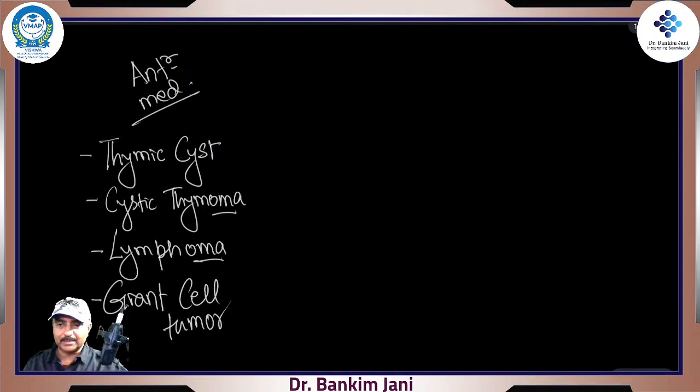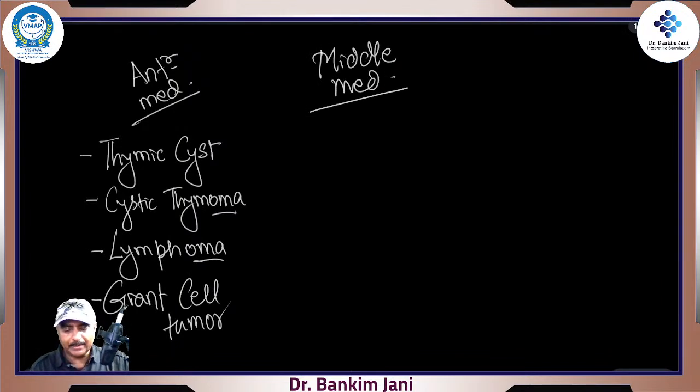If at any point of this level you can diagnose these things, you are superb. What about the middle mediastinum? What can really occur? Now you know that in the middle mediastinum, the esophagus is present, the pericardium is present, the vascular structures, all those great vessels, are present, and the thoracic duct is present. So what could it be?